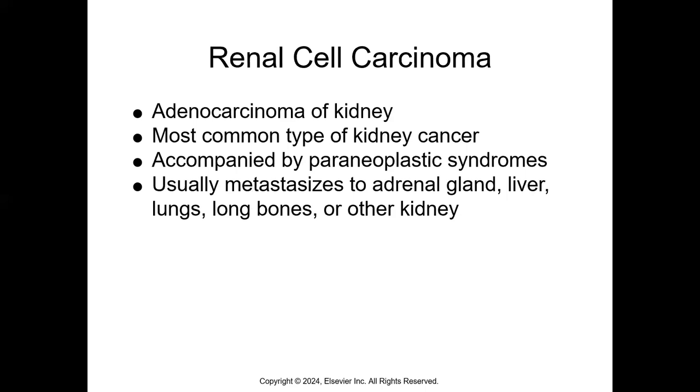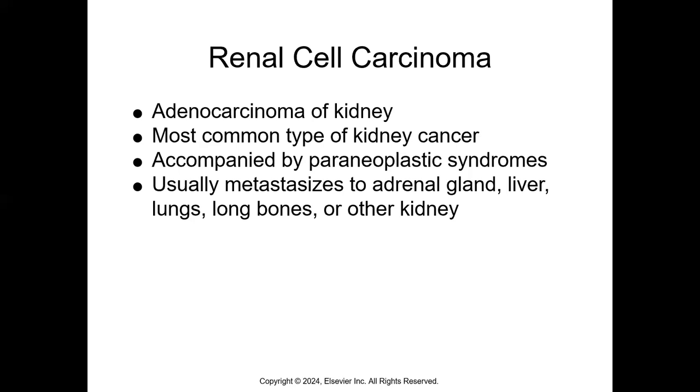Renal cell carcinoma. This is an adenocarcinoma of the kidney, the most common type of kidney cancer. So it's usually accompanied by paraneoplastic syndrome. What that's going to look like is an increase in our liver enzymes, an increase in the SED rate, and a new onset of hypertension. Often it will metastasize to the adrenal gland, the liver, bones, or the other kidney.